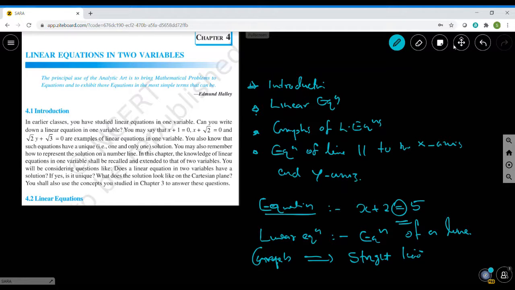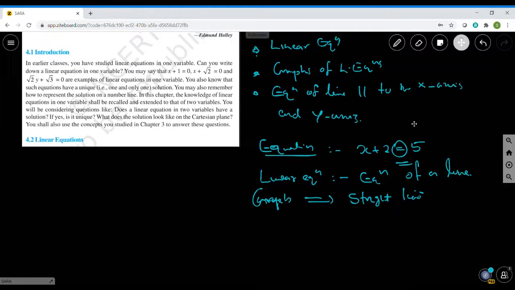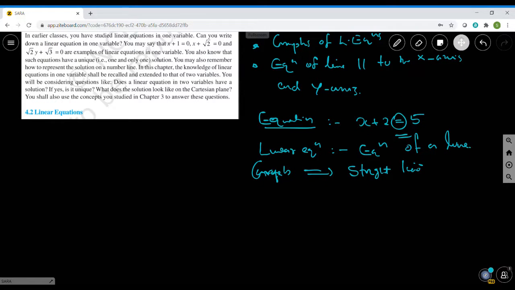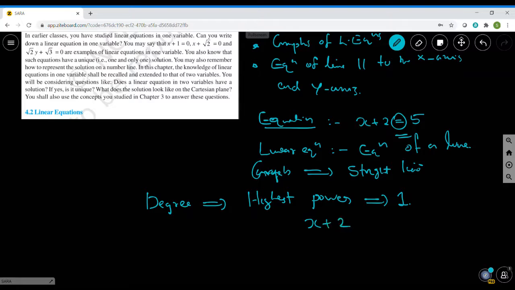Then one more thing about a linear equation: the degree, the highest power, will always be 1. For example, x plus 2 is equal to 5. Here the power is 1. The highest power is 1.